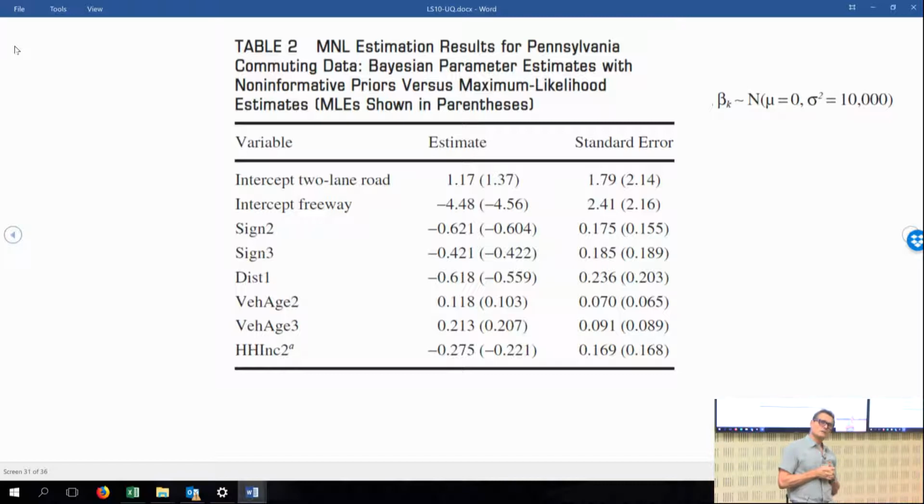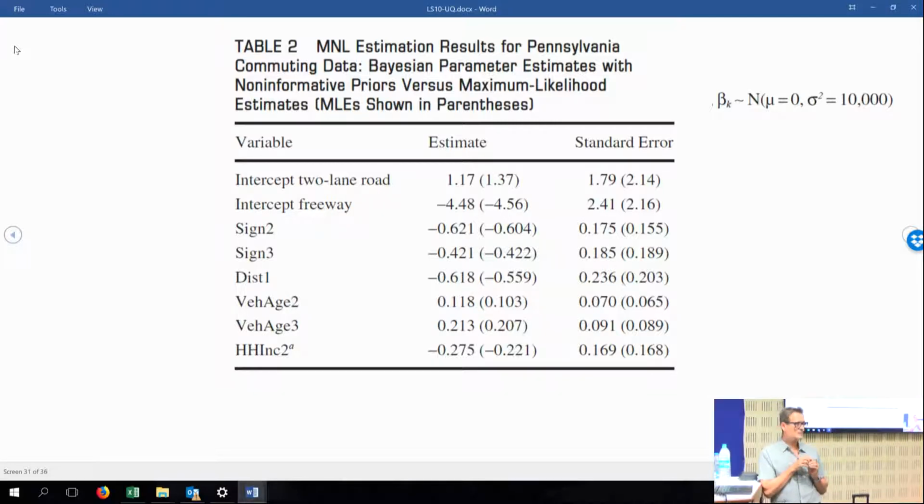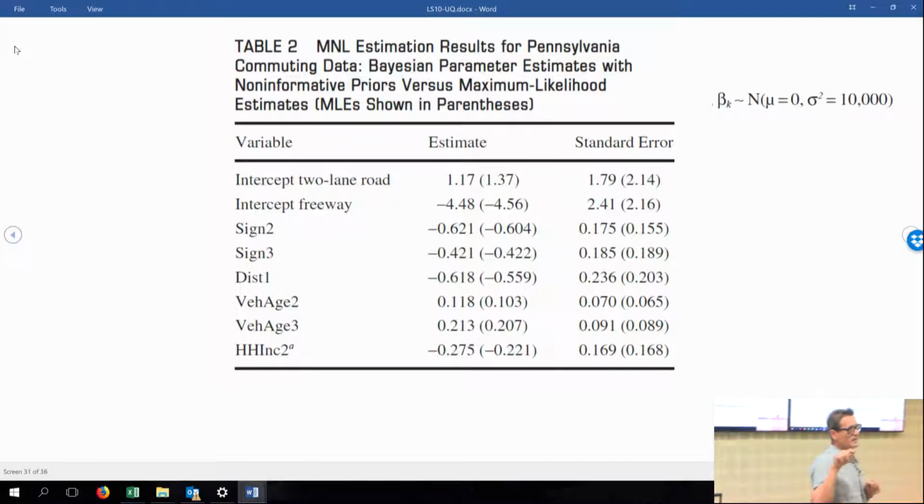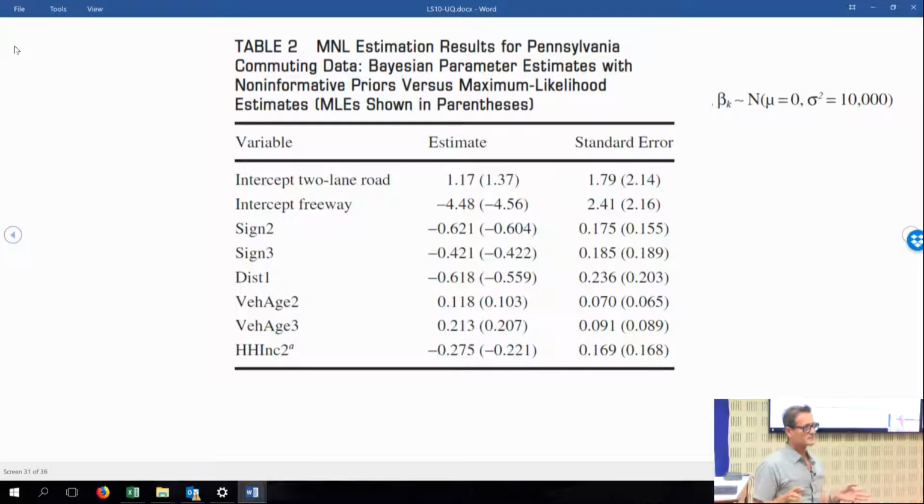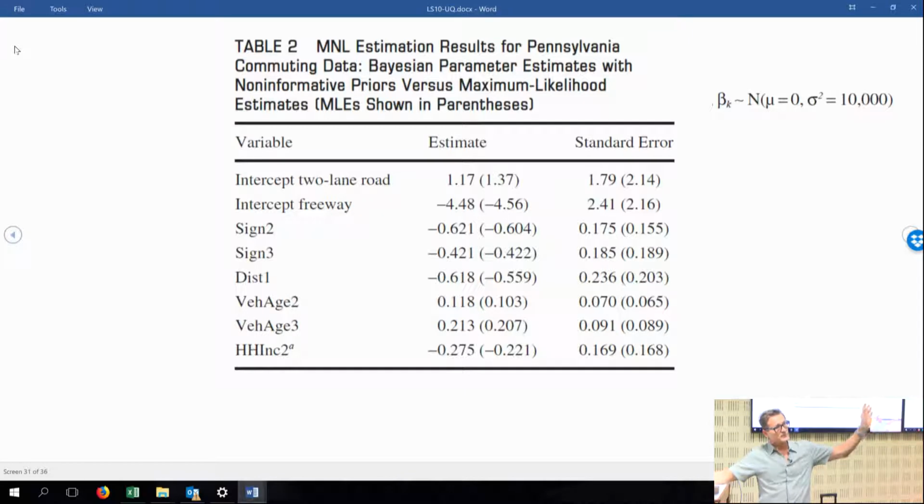So there's no information there. What you see are the estimates, and in parentheses are the estimates from maximum likelihood. They're pretty close. One thing you should notice is that on average, the Bayesian estimates and standard errors are a little bit larger. So the Bayesian sampling is less precise. You sacrifice a little bit in precision by using a Bayes model. But the coefficient estimates are all very close, right? So they're equivalent if you have non-informative priors.